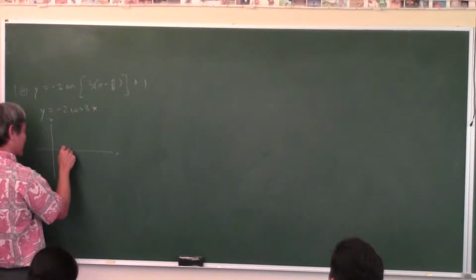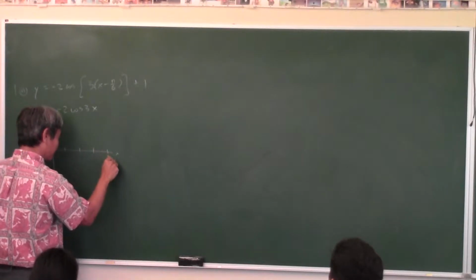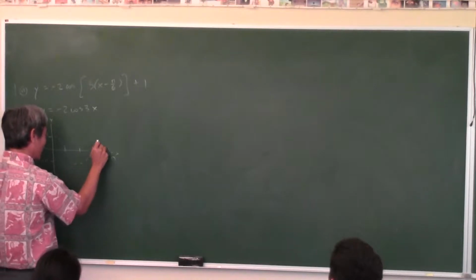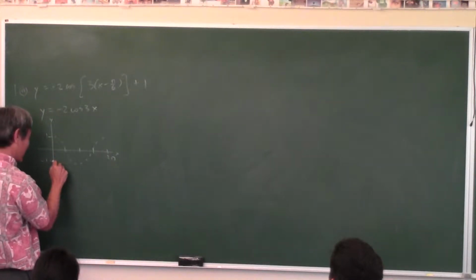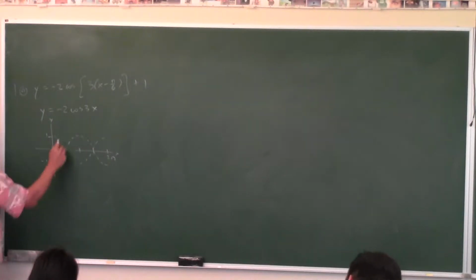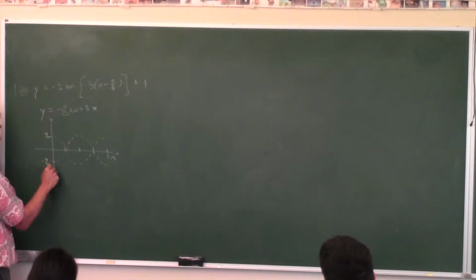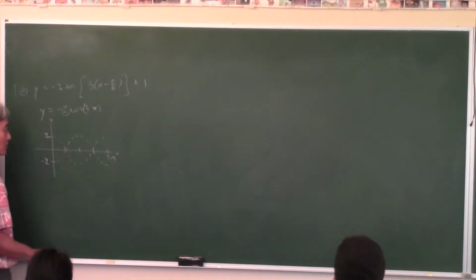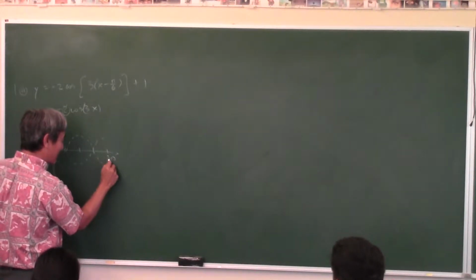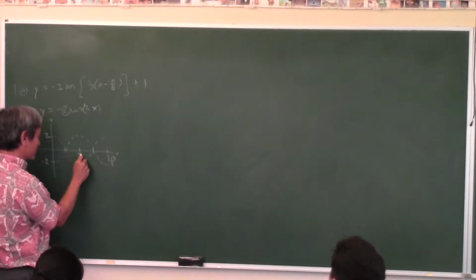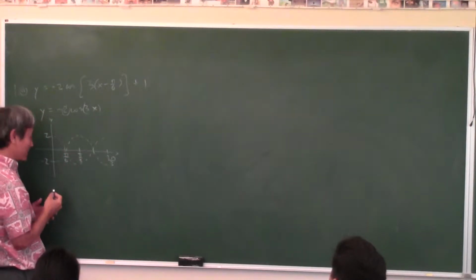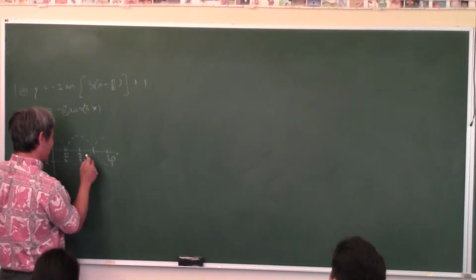So cosine looks like this: 1, negative 1. But then that's negative cosine, so it's going to go the opposite way, like that. What does that do to the graph? It multiplies the y coordinates by 2. This will multiply the x coordinates by 1/3, the reciprocal of that one. So if you multiply that by 1/3, that's 2 pi over 3, which means this is pi over 3, and then half of that is pi over 6. Each hash mark is pi over 6: 1 pi over 6, 2 pi over 6, 3 pi over 6.